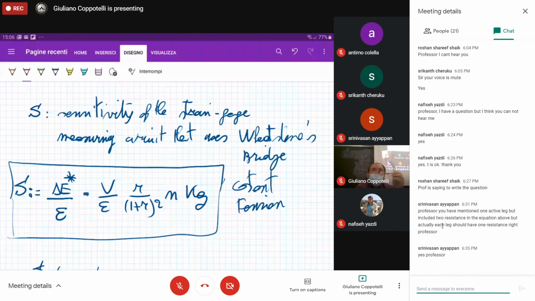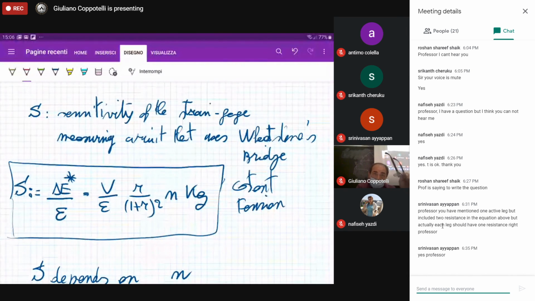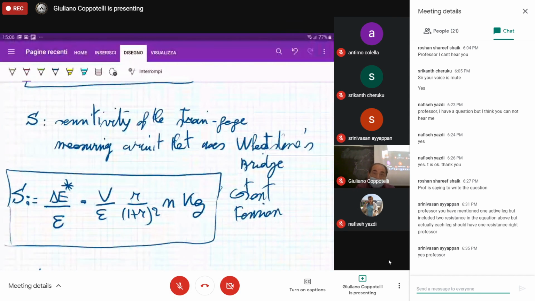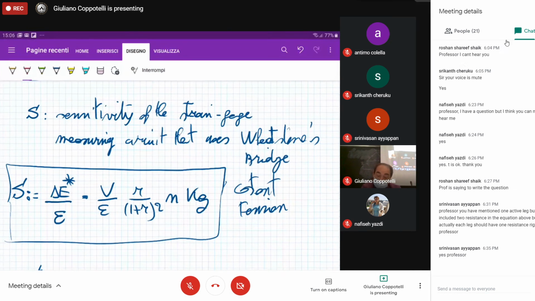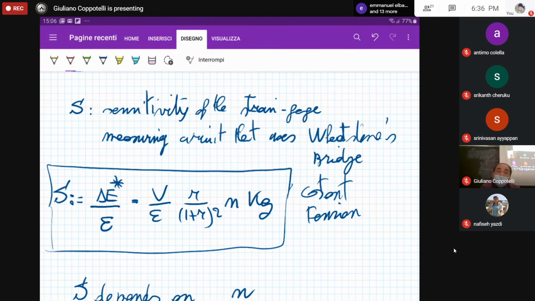Could be whatever. You can have the maximum sensitivity when that ratio is equal to 1. That is when little r is going to have infinite value. Okay, so we're looking for a max. In this case, yes. If you have whatever value, the sensitivity is what you got. But the most important information here is that you have the maximum sensitivity with the maximum dissipated power, using just one strain gauge.